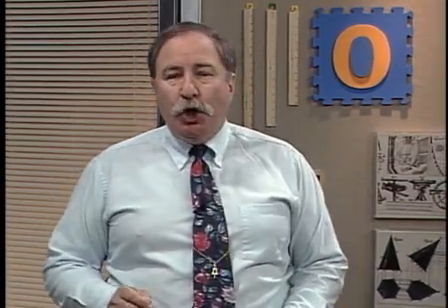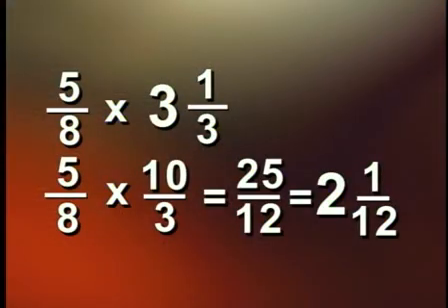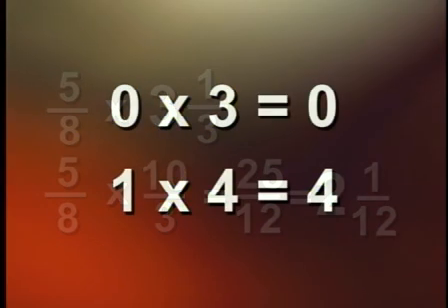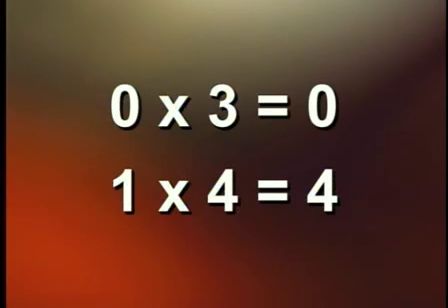Well, when multiplying by a proper fraction, you always get an answer that's smaller, that's less than the other number. So I'm expecting by multiplying by 5/8 to get an answer that's less than 3 1/3. Some of my students like to say, well, let's see, 5/8 is between 0 and 1. So we use the same method we used before. 0 times 3 is 0, and 1 times 4 is 4, and therefore our answer should be between 0 and 4. Of course, 2 1/12 is.